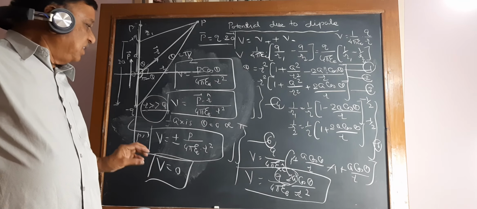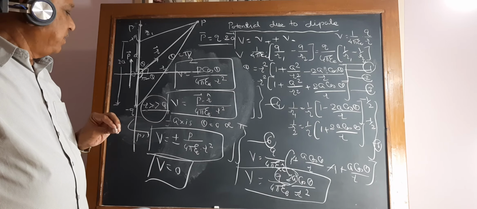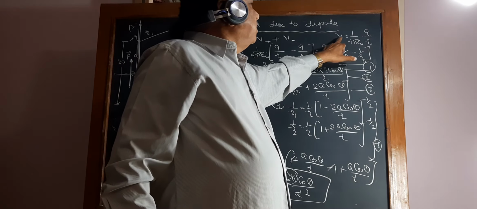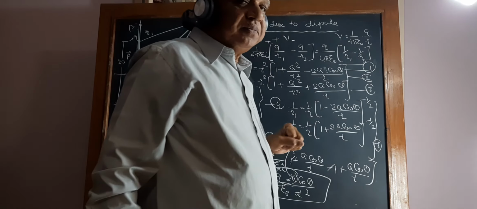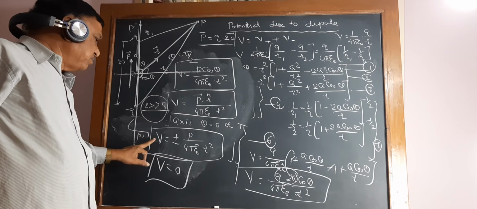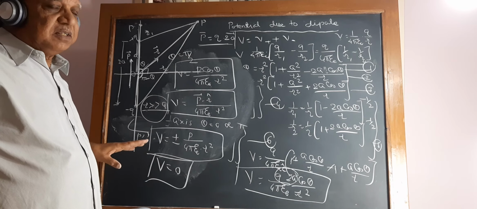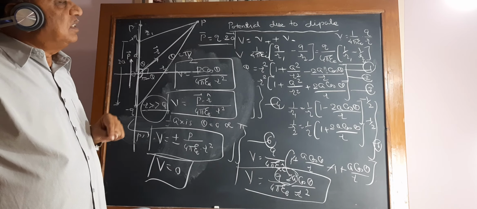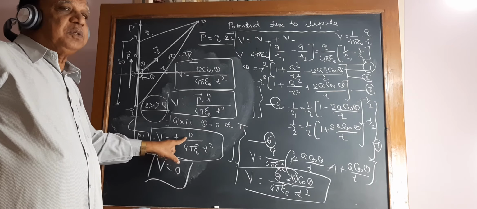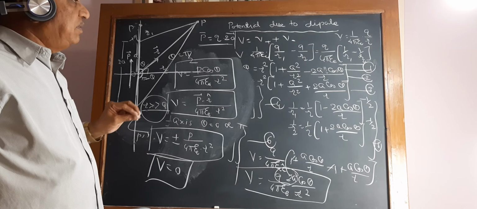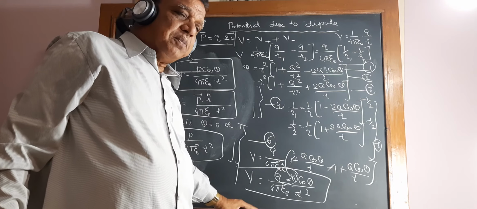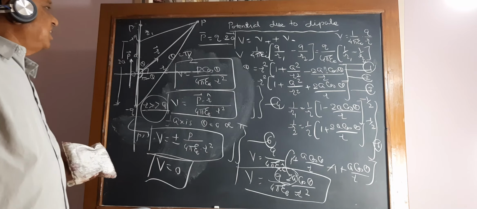So in this way, now see the common difference. For a single point charge, V is proportional to 1 upon r, while for the dipole it is proportional to 1 upon r square. In that case, q; here it is proportional to p. This is the main difference between the potential due to a dipole and a single point charge.